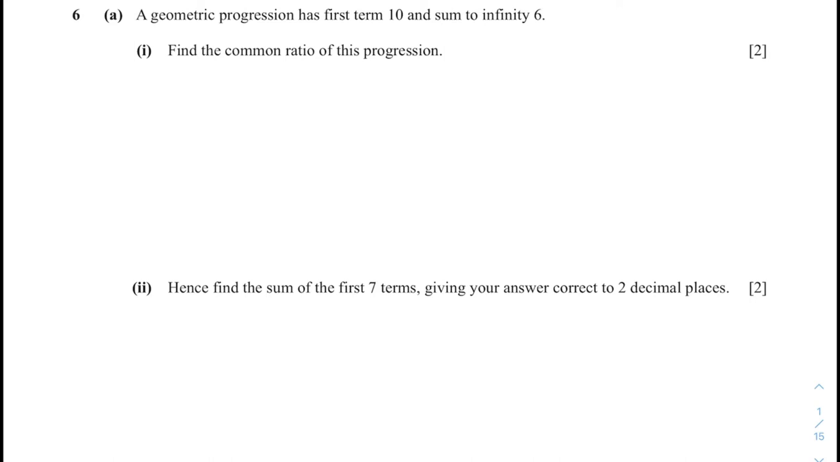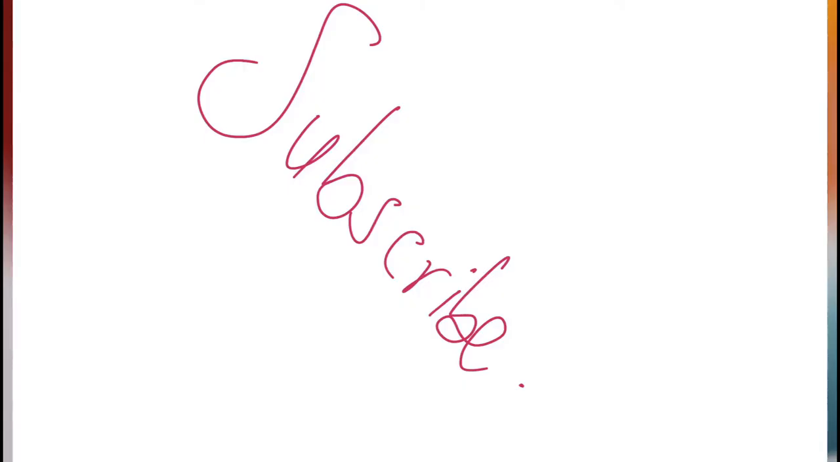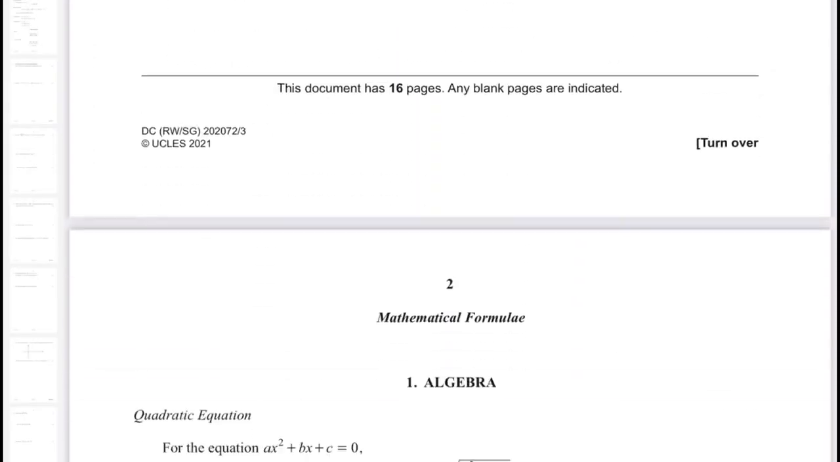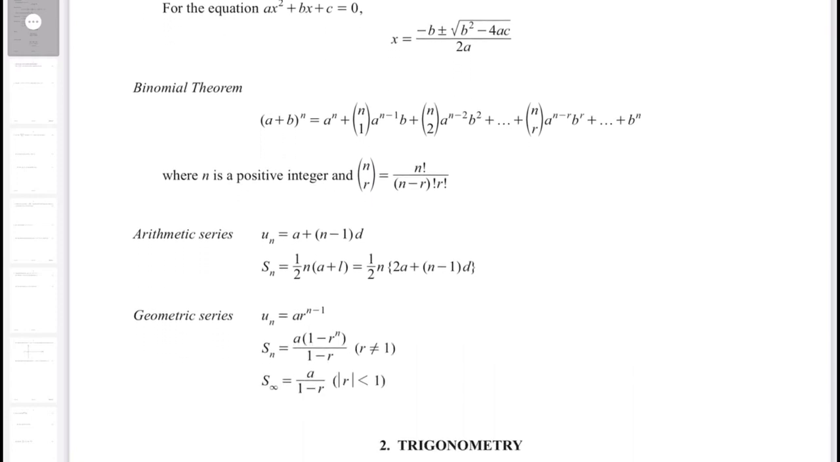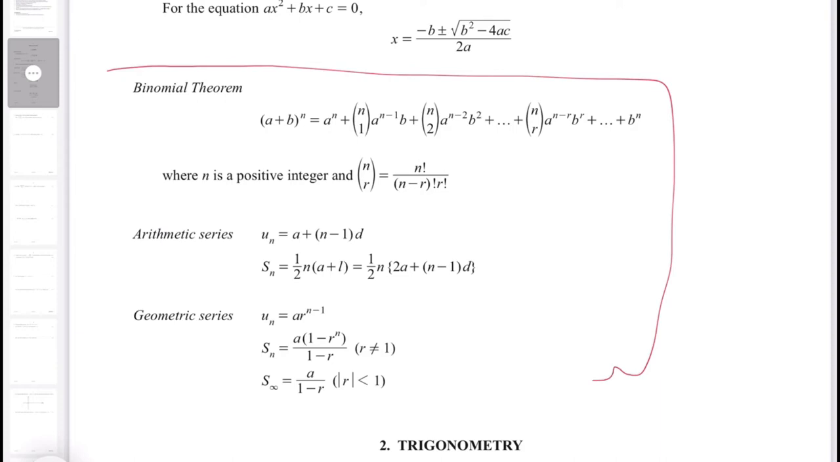Now, before we start, I want to show you something. If you have a classic paper like this, from May, June 2021, there's always what we call the mathematical formula sheet, right? And if you look at the formula sheet, you realize that you have a portion for binomial theorem all the way to GP, or the geometric series. So the point I'm trying to make is that all the formulas that you need are going to be available.